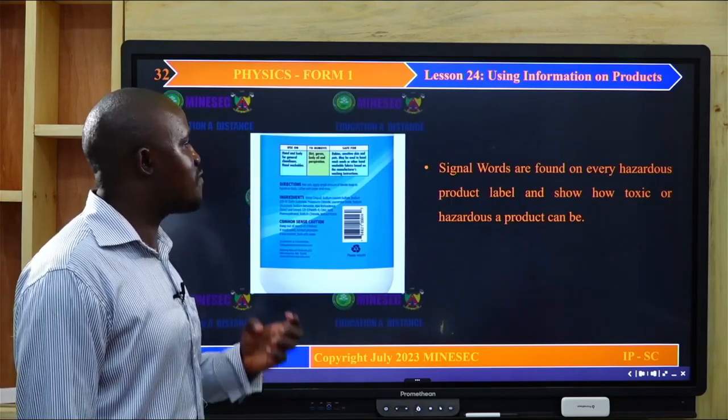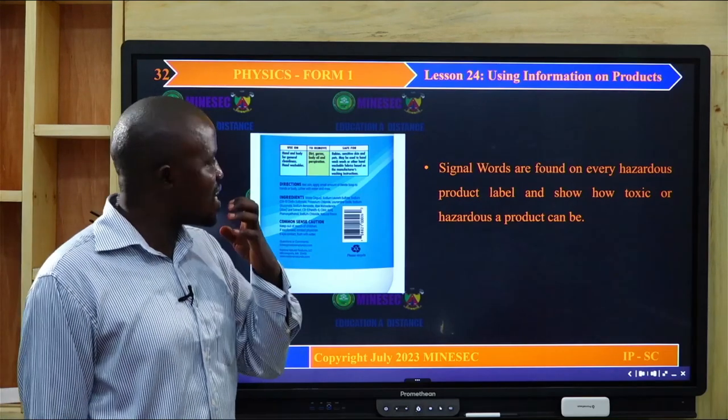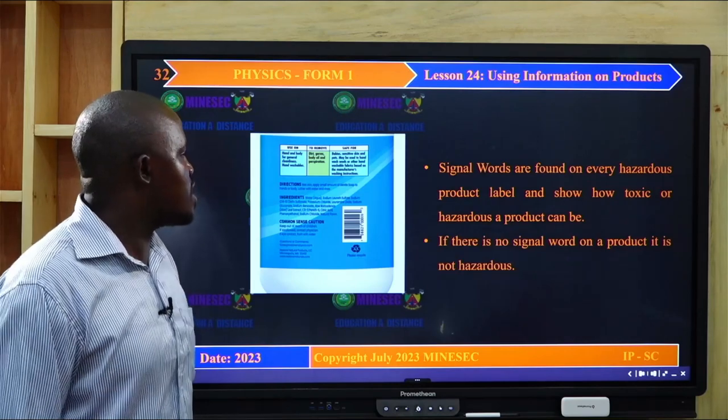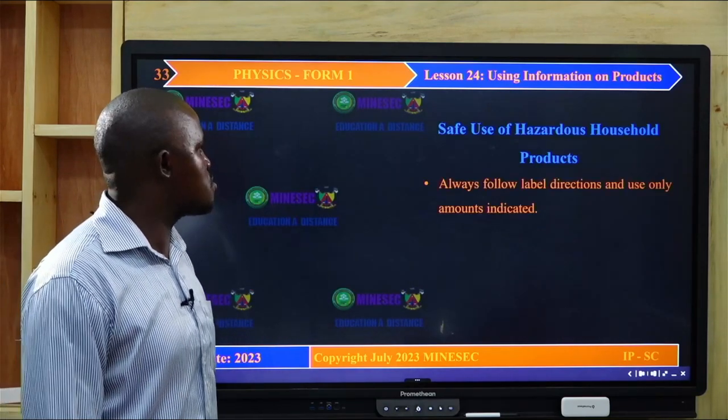And the signal words are found on every hazardous product label and show how toxic or hazardous a product can be. So if there is no signal word on a product, it is not hazardous. So that's something you should know.